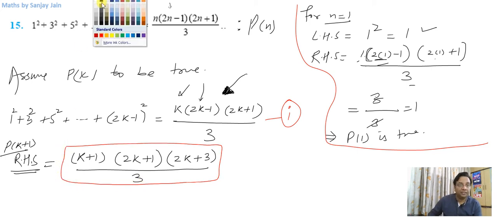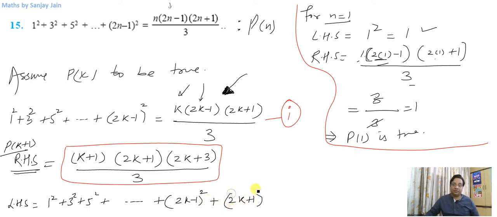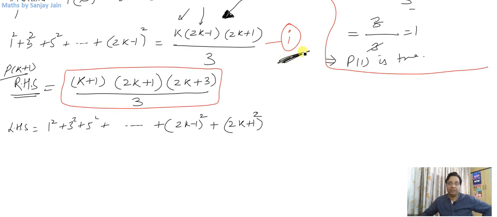And what is the left hand side of P of k plus 1? It will be 1 squared plus 3 squared plus 5 squared plus ... 2k minus 1 squared, and then the next term which is 2k plus 1 squared, right? So this is what I'll be working on, and I will use P of k, that is equation number 1, to prove P of k plus 1 to be true.